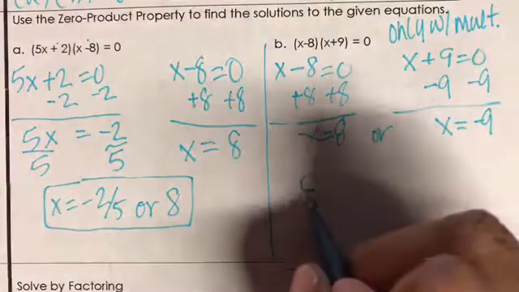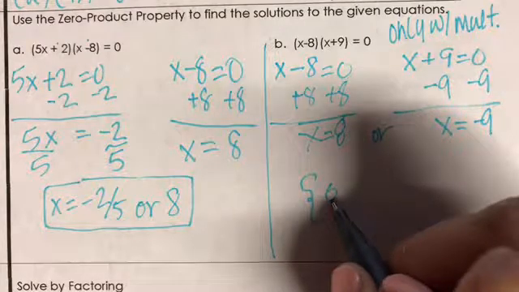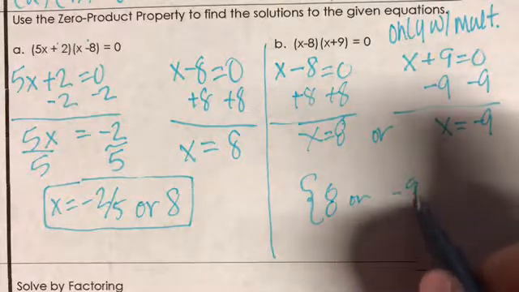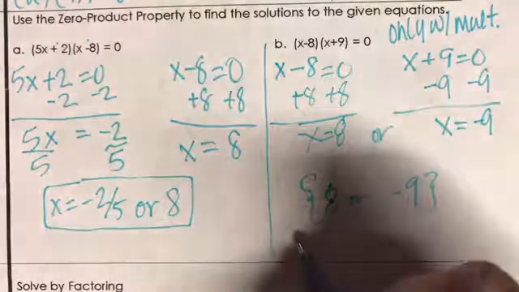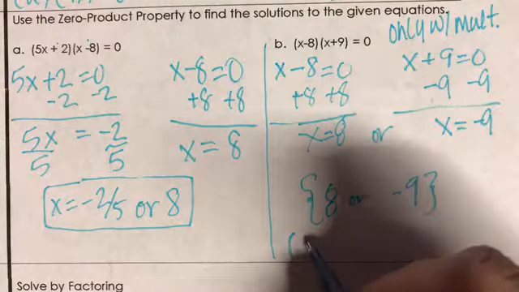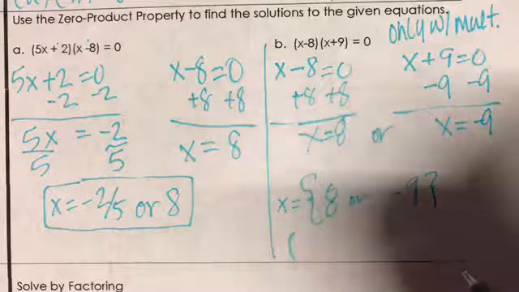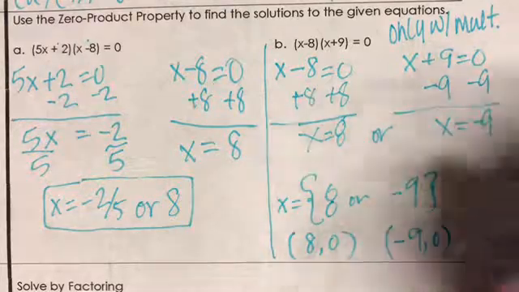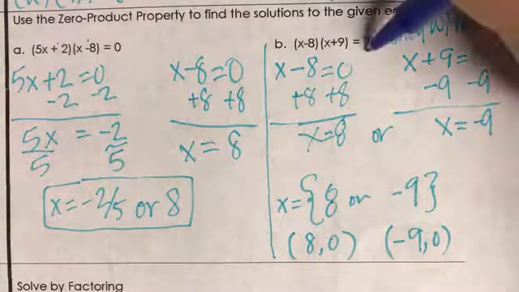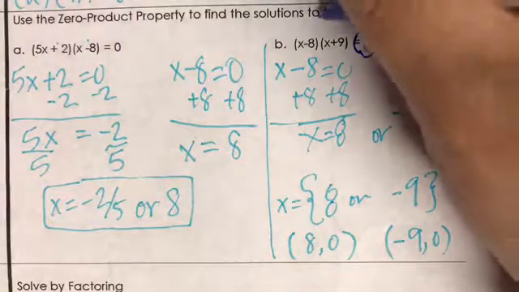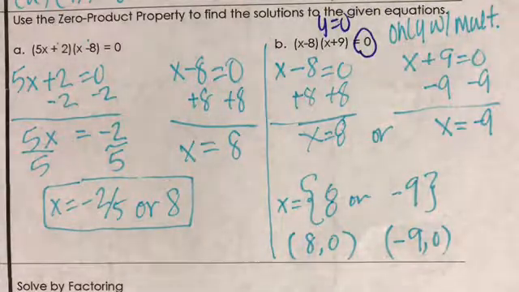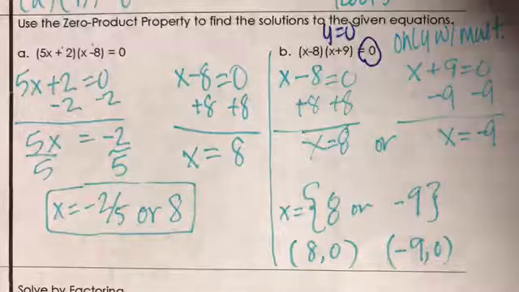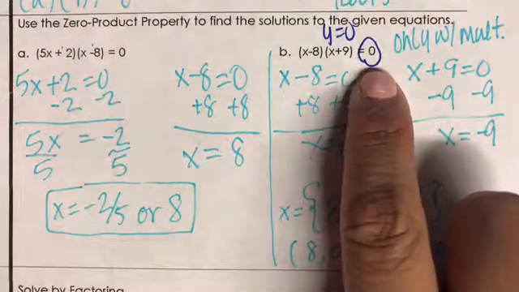You can also present the solutions as 8 or negative 9. I've also seen an ordered pair, because remember these are all x's: (8, 0) and (negative 9, 0). The reason why you do that is because this right here is saying that y equals 0, because you're making that an algebraic equation, and that is applying the zero product property.